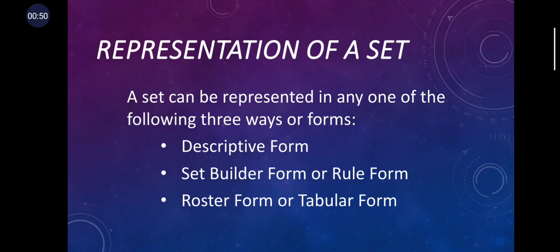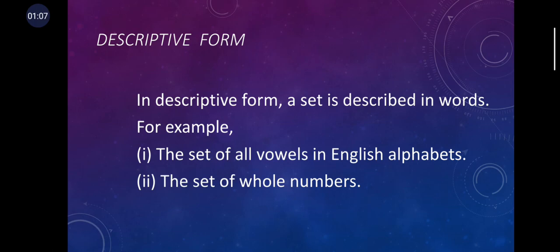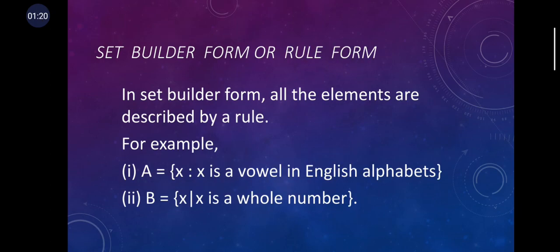A set can be represented in any one of the following three forms. First one is descriptive form, second one is set builder or rule form, third one is roster form or tabular form. Descriptive form: in descriptive form, a set is described in words. For example, first, the set of all vowels in English alphabets. Second, the set of whole numbers.